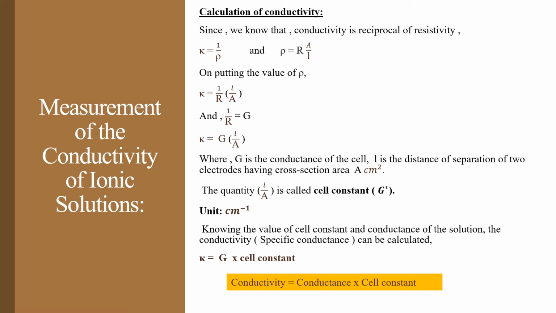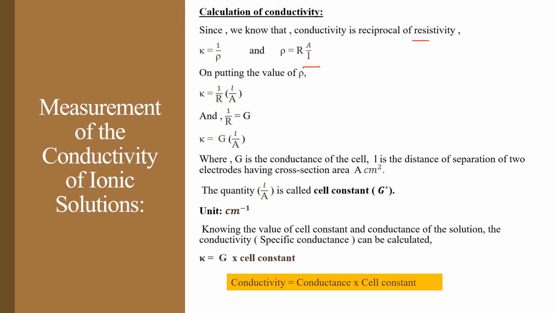Now come to the measurement of conductivity of ionic solutions. Calculation for conductivity: since we know that conductivity is reciprocal of resistivity, kappa, conductivity, will be equal to 1 upon rho, and we know that rho is equal to R, resistance, into area upon length. Resistivity rho is equal to resistance R into area of cross section upon length.